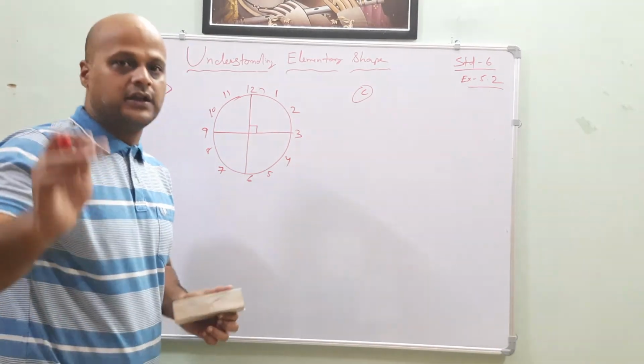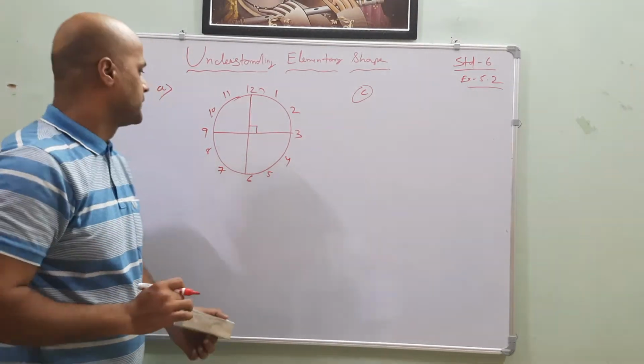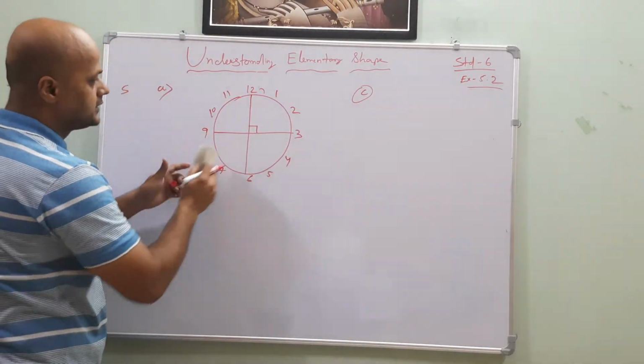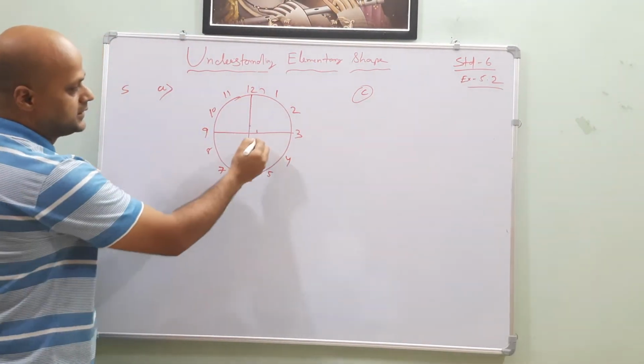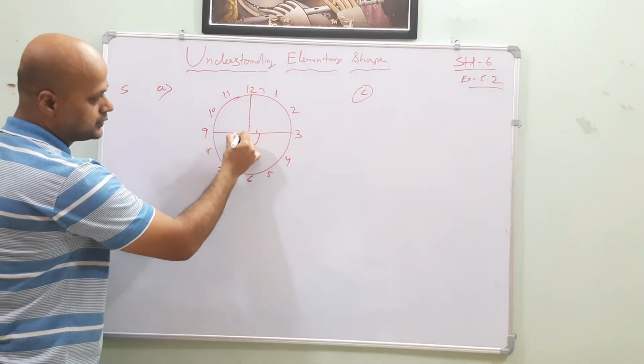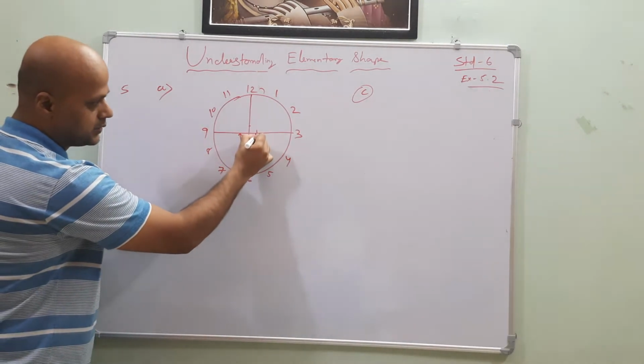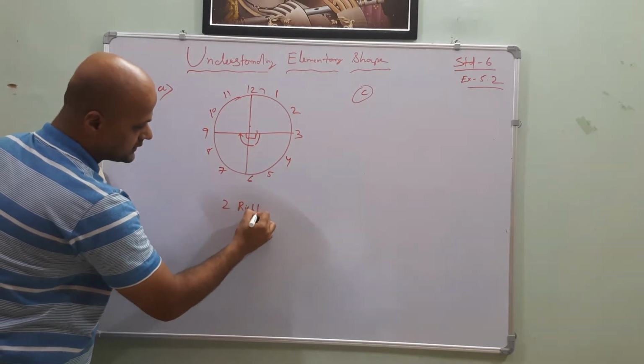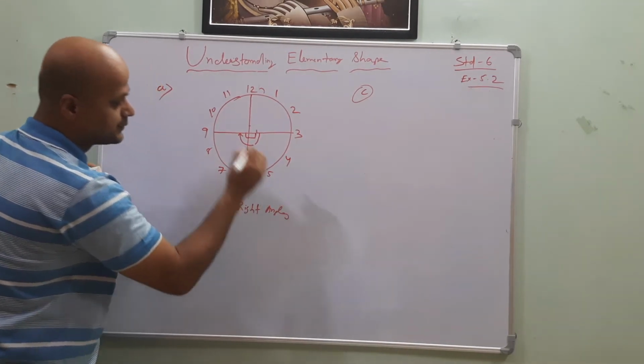Understood, my dear friends? Let's go to your question. It's saying 3 to 6. Here I will discuss. Starting from 3 to 6, how many right angles? 1, 2. Right here, 2 right angles. Understood, my dear friends? Like this way you have to do it.